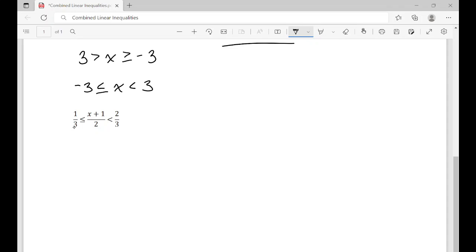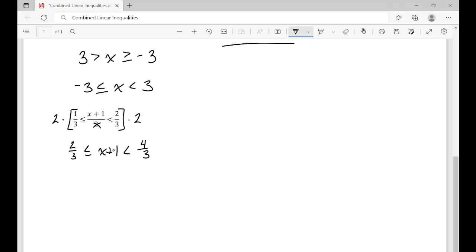Last, I have 1/3 less than or equal to x plus 1 over 2 less than 2/3. So we're dealing with a fraction. And fractions are never fun, but we're going to do the best we can. So first things first, I'm going to clear the fraction by multiplying everything by 2. And that means when I multiply the middle by 2, it cancels out this 2 here. So I'm going to get 2/3 less than or equal to x plus 1 less than 4/3.